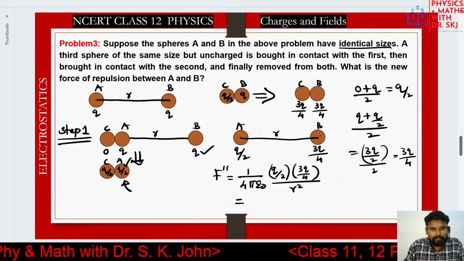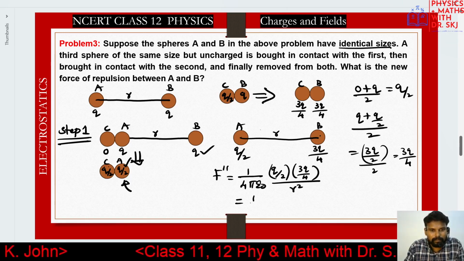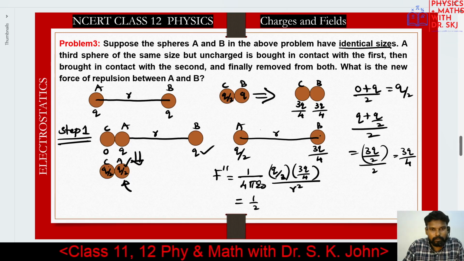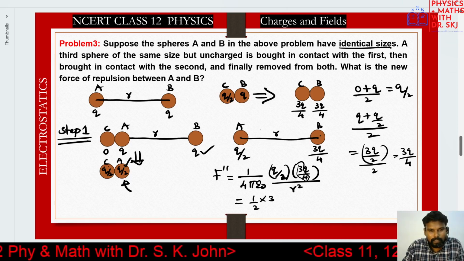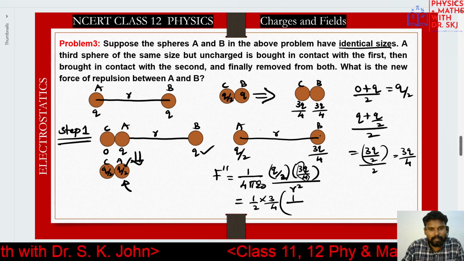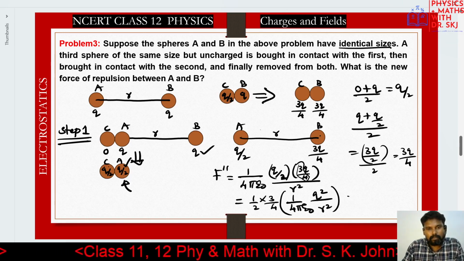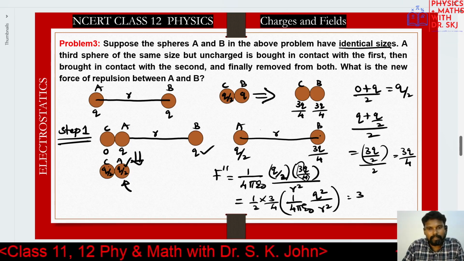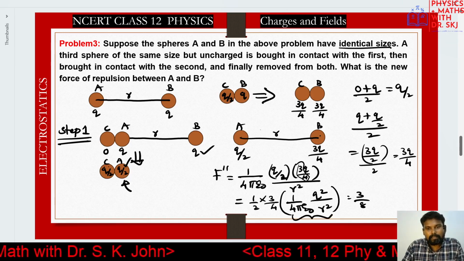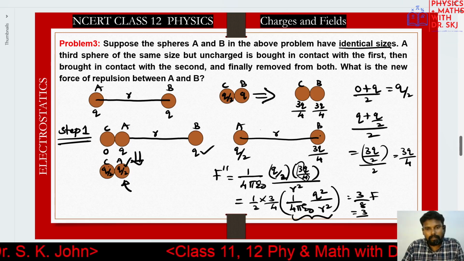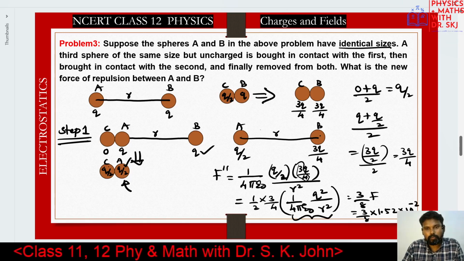So here you can find what is the extra term coming. Here you can see that there is a 1 by 2 coming, and there is a 3 by 4 coming. Extra term is 3 by 4. So 1 by 2 into 3 by 4 can be taken out. So what is remaining? 1 by 4 pi epsilon 0 Q square by R square. So 1 by 2 into 3 by 4 is 3 by 8, right? 3 by 8 into, what is this quantity inside the bracket? This was the original force F. So 3 by 8 into that 1.52 into 10 raised to minus 2 Newton.